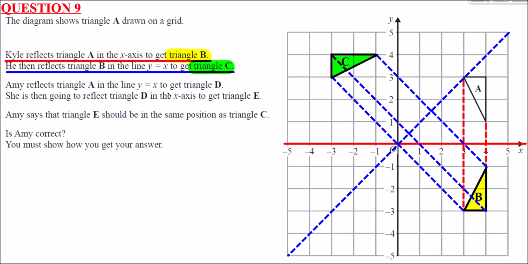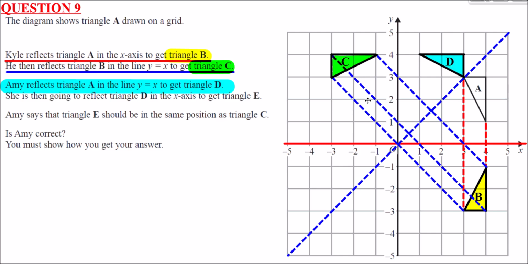What does she do next? Well, next she's going to reflect triangle A, this one here, in the line y equals x, which I've drawn on already, to get triangle D. So A is just going to be flipped to this point here. That point there will not move at all because it's already bang on the mirror line. So triangle D will end up being here. That's how it will be reflected in the line y equals x.